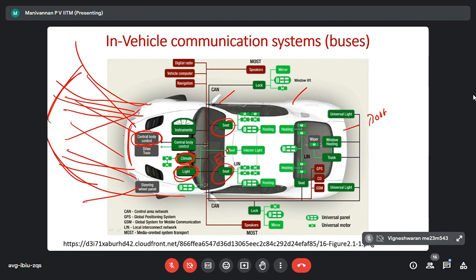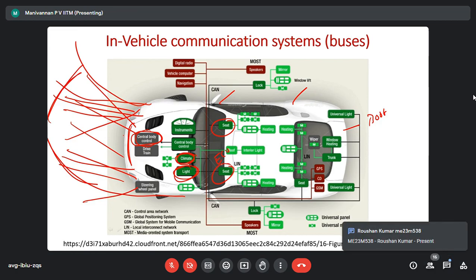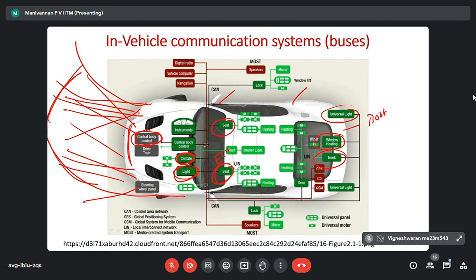So there's another ECU. Correct? Seat adjustment. Like that, window heating, trunk, correct? Lights, I told you like this. Heating system, correct? Interior heating, all those things. You can see that there is then the infotainment system.